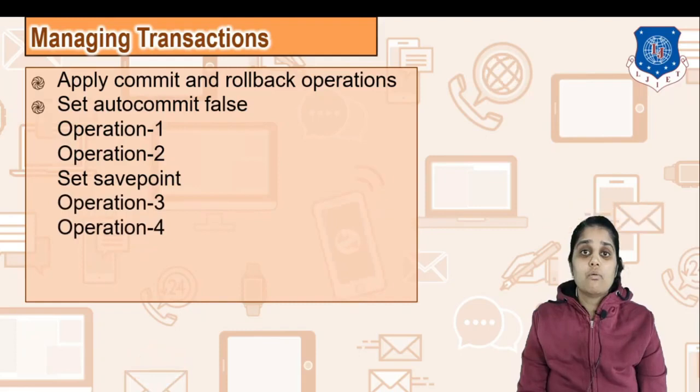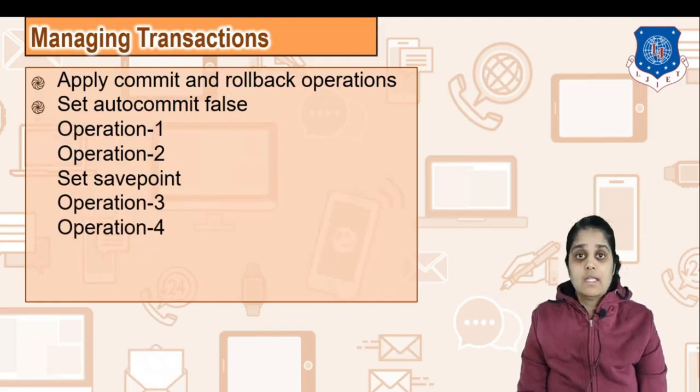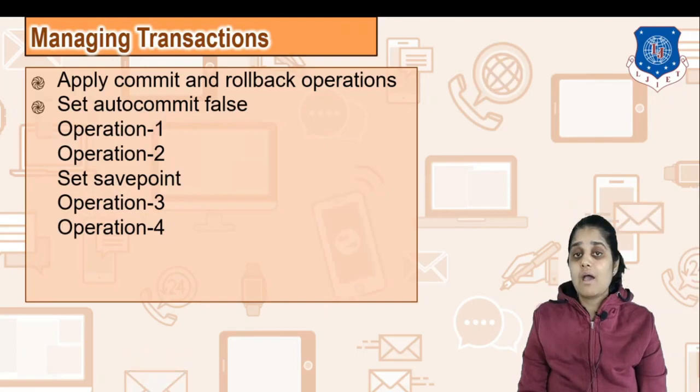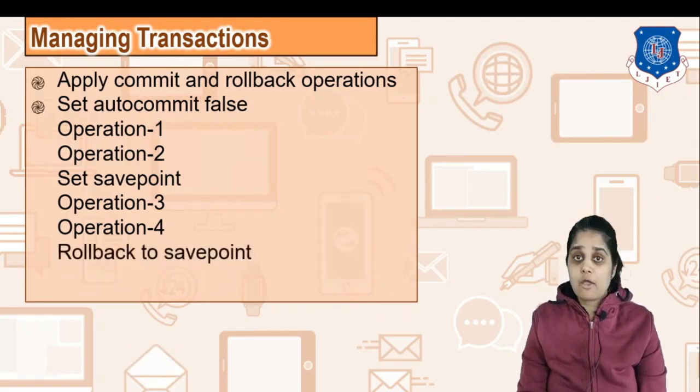Next is you will perform operation 3 and 4, and in case something goes wrong in 3 and 4, then you don't have to do 1 and 2 again. You can start from the save point which is made after your operations 1 and 2. Okay, so next, if something is wrong in 3 and 4, you are going to do a rollback operation, and this rollback will help you to move on to the save point.